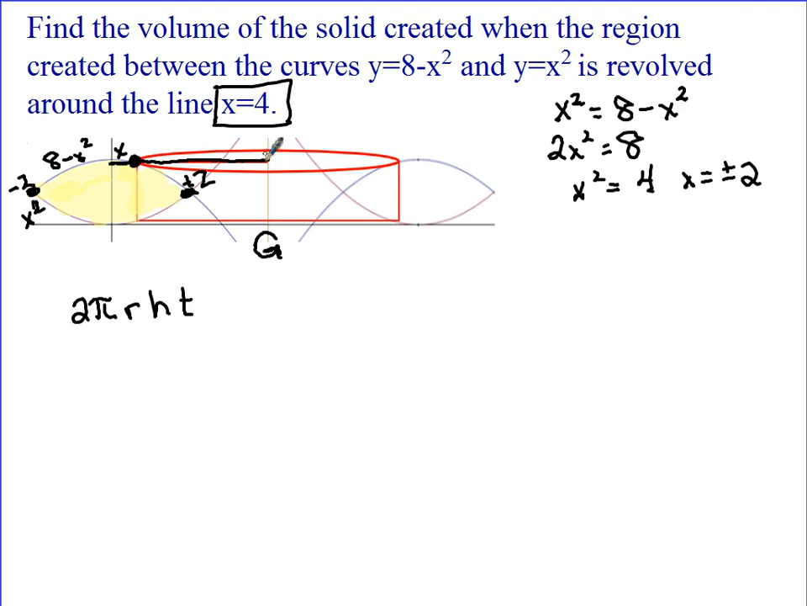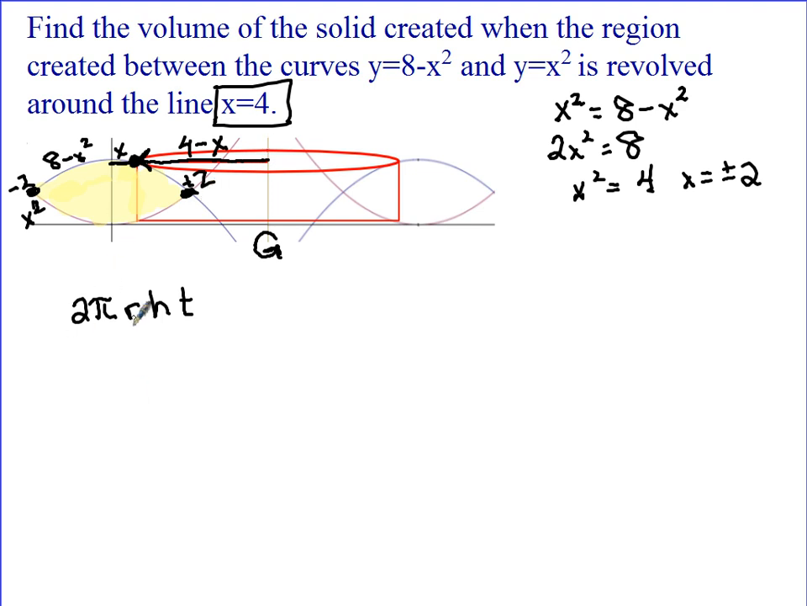So the radius is actually, if I make an arrow back, the line 4 minus x. If it goes all the way back to the y-axis, it would be 4, and this part is x, so this part here is 4 minus x.